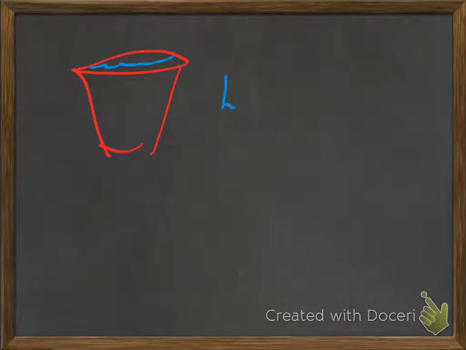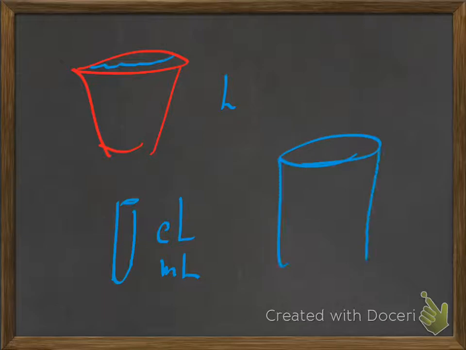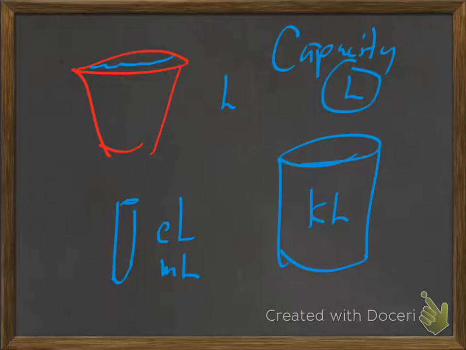If we're talking about the liquid in a test tube, that would probably be measured in centiliters, depending on how big the test tube is, or in milliliters if it's smaller. And if it's something really large, like a big oil drum, that would probably be measured in kiloliters. Again, notice that the L in liters is always capitalized. And again, this is measures of capacity, and our main unit is going to be liters.